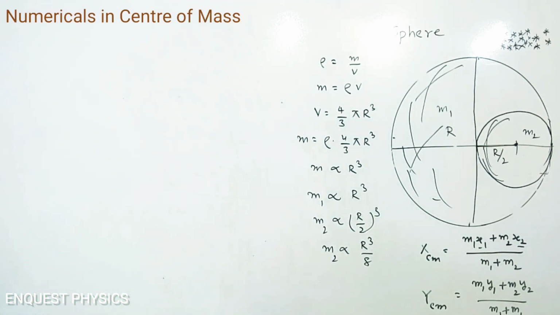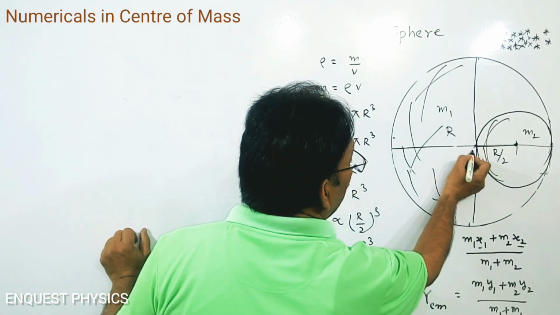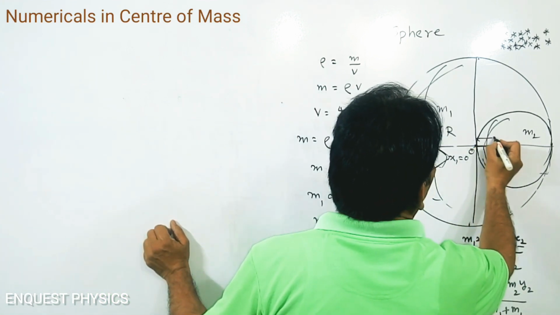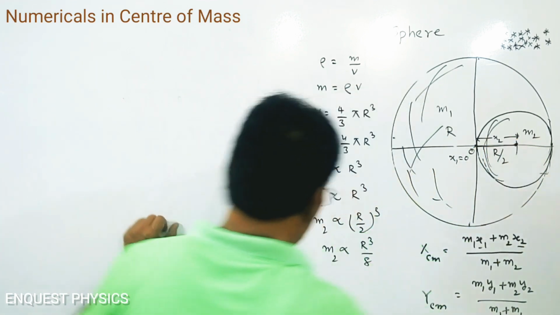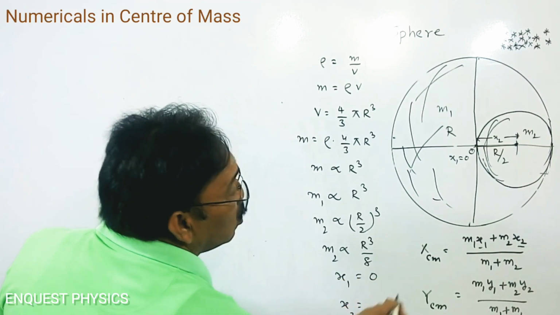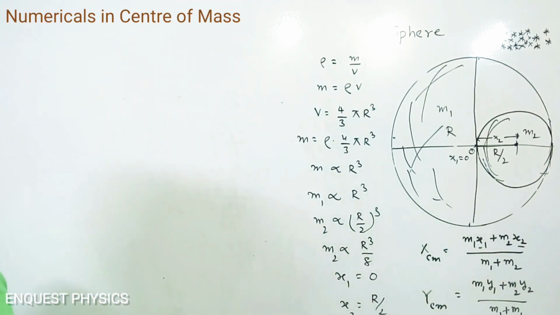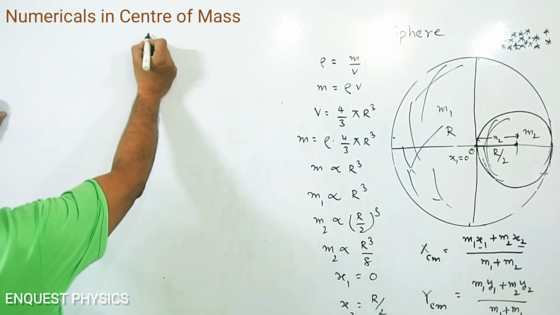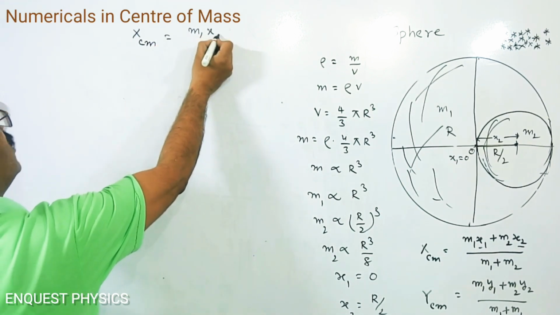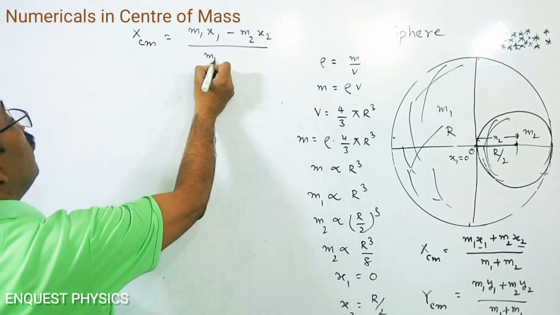After that we have to find out x1 and x2. It is a geometrical center. x1 is equal to 0 and this distance is x2. x1 is equal to 0 and x2 is equal to r by 2. Just substitute all the values in, students. What do you get? We have the relation xcm is equal to m1 x1 minus m2 x2 upon m1 minus m2.